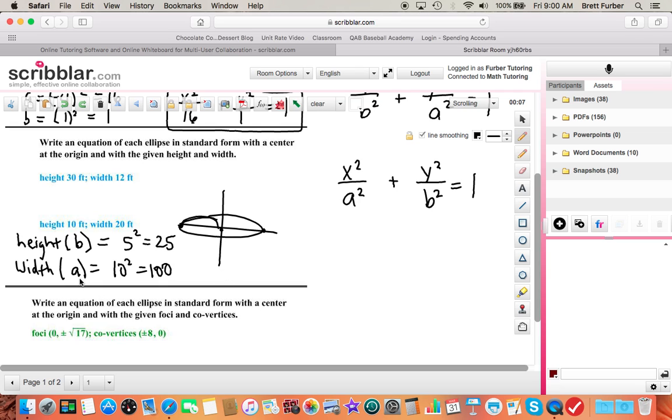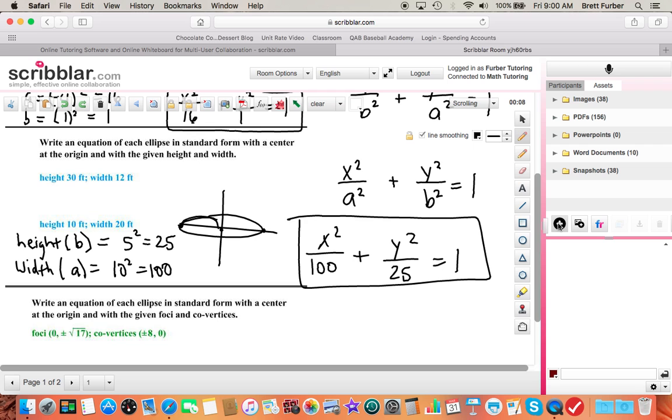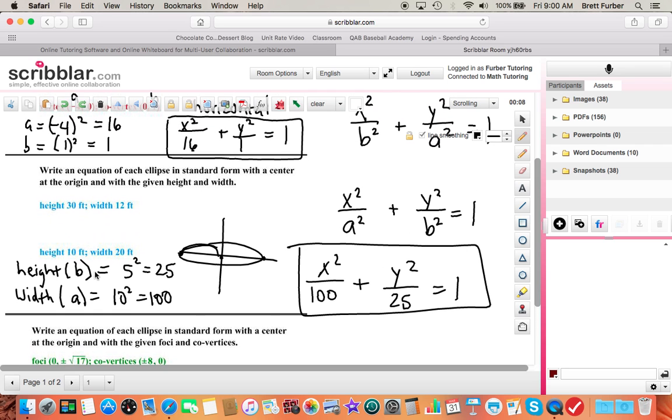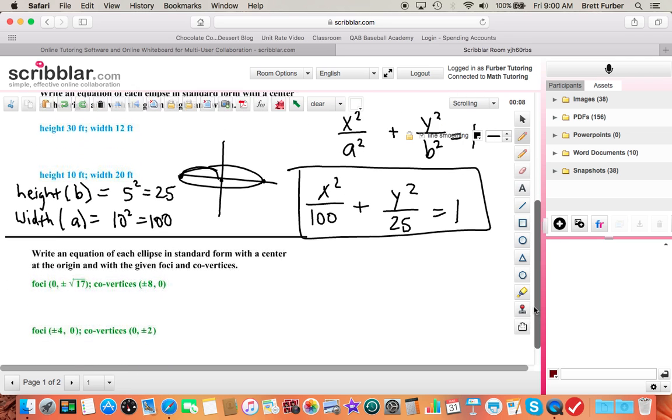Okay, and then I just have to remember that those have to be plugged into the formula. Remember that the a is going to be the larger number. So there's 100, and then the b value is going to go underneath the y. So there is the equation for an ellipse that has a height of 10 and a width of 20.